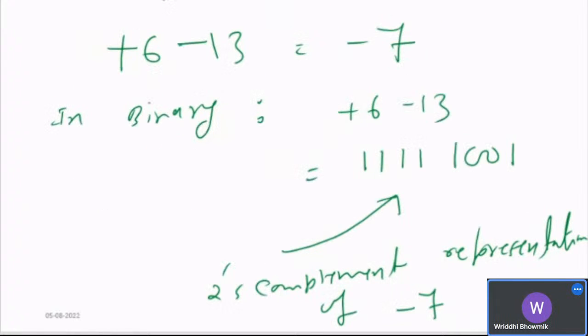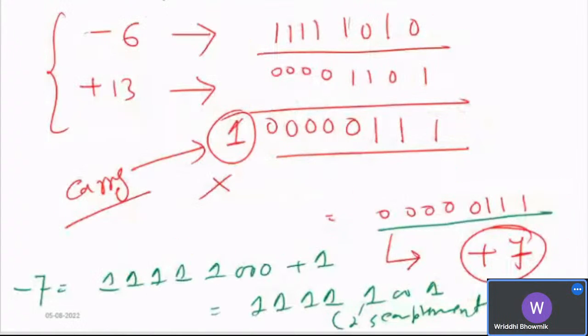Already we have seen this. Here you see minus 6 represented in the 2's complement form, and plus 13 represented normally. It is the normal binary representation, 8-bit representation of plus 13. 13 means 1101, and for the 8-bit representation, we have put 4 zeros before 1101. And when you are adding these two, where this negative number is represented in the 2's complement form, after addition, you see you are obtaining 0000 0111.